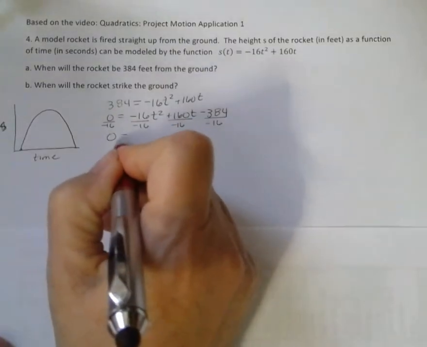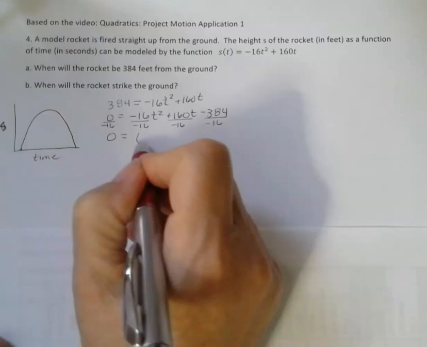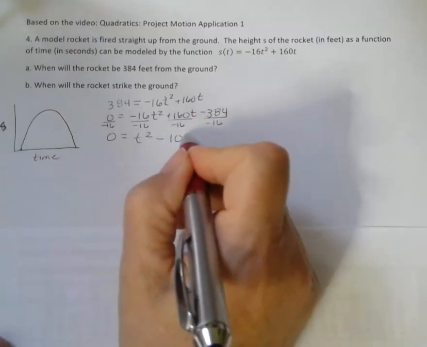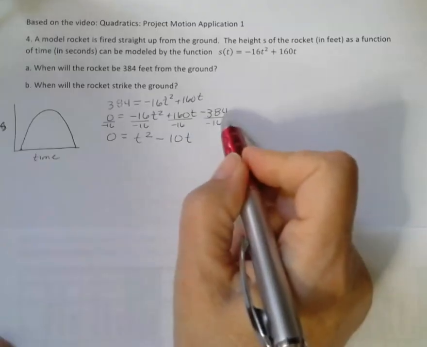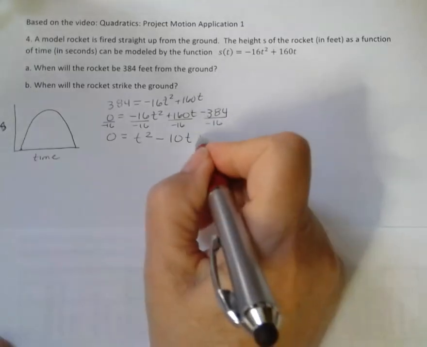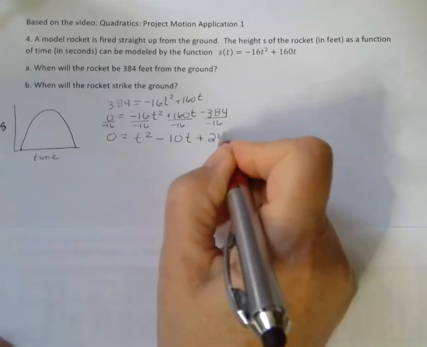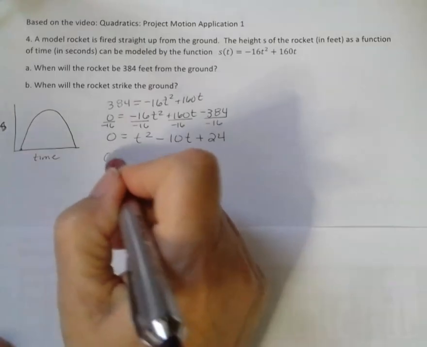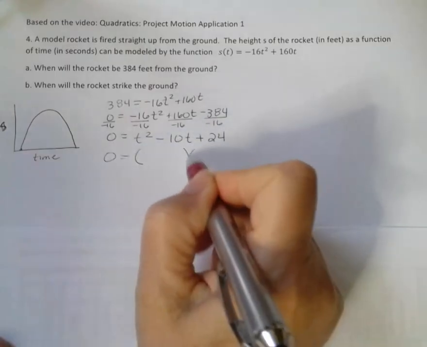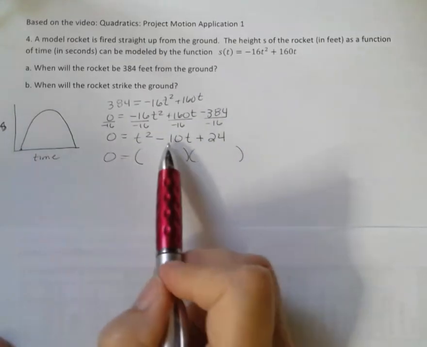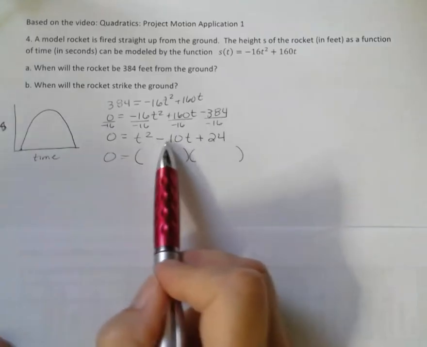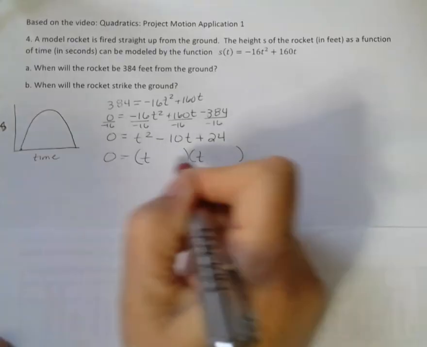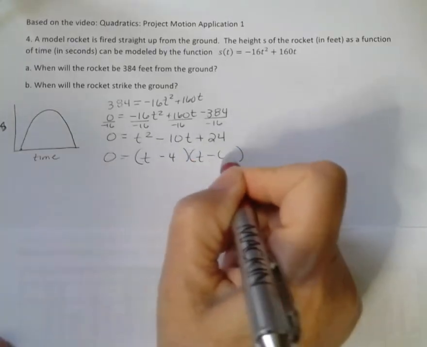0 divided by anything, still 0. Over here we have t squared. 160 divided by negative 16 is negative 10. And 384 divided by negative 16, they're both negatives, makes that positive, and that gives us positive 24. And then we just want to factor that. And there's a bunch of different factors for 24, but we want them both to be negative because we have a bunch of negatives, but over here we have a positive. So the only way for that to work is to have negative 4 and negative 6.